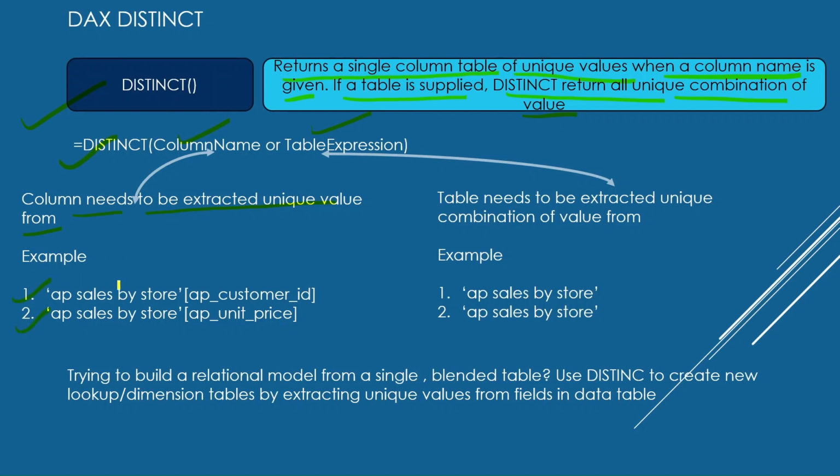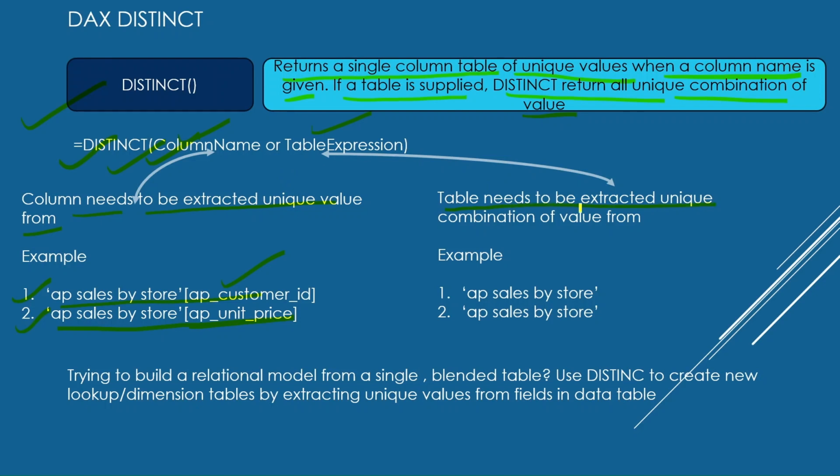So this is the example. Suppose we want to take the unique values present in the AP customer ID. We need to supply this column name here. If you want to take all the unique values present in the AP unit price, this column name we have to supply as a parameter value in column name.